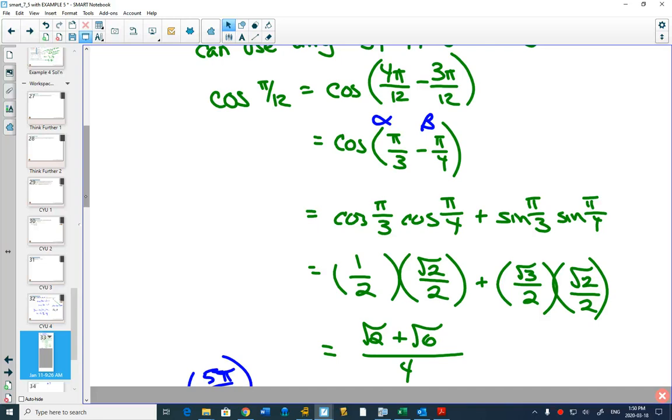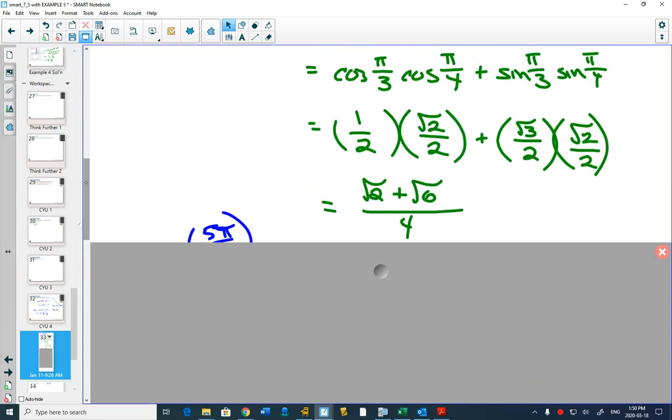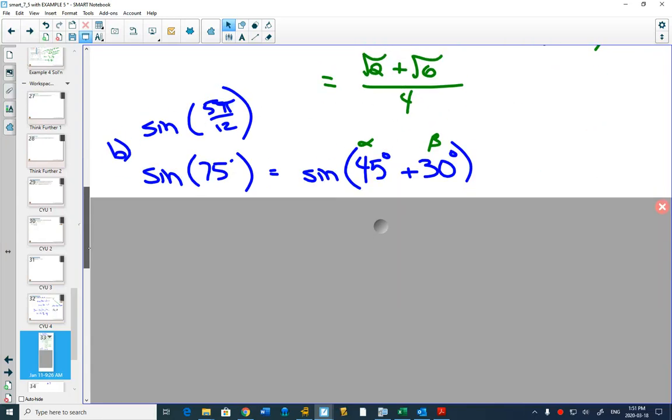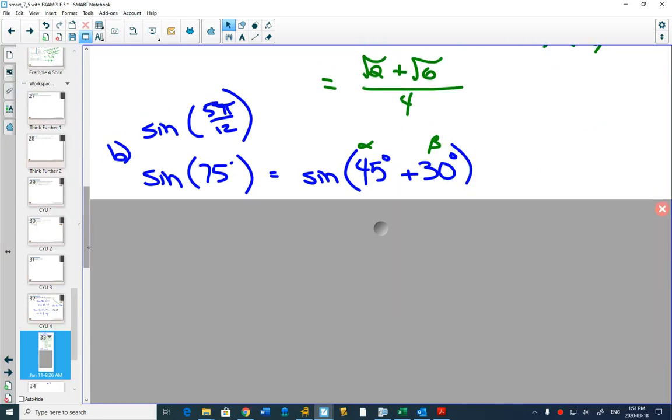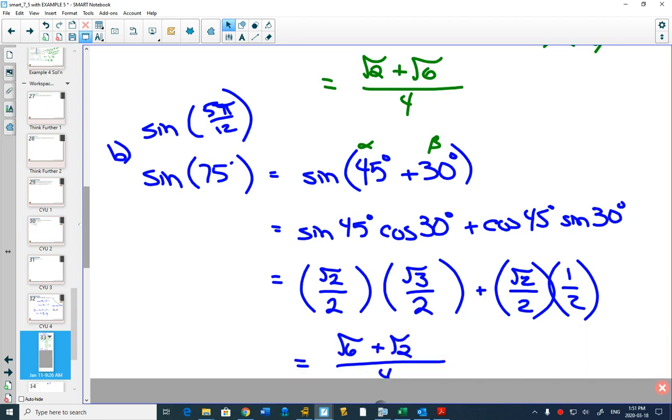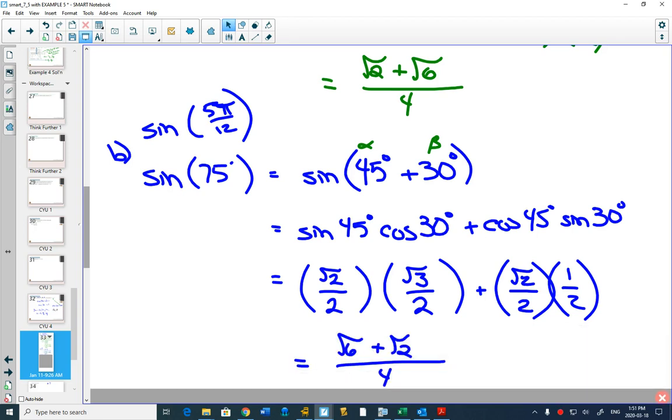So our second example was 75 degrees. So you have to think, well, what are two things that add or subtract to 75 degrees that are on my pie plate? 45 degrees and 30 degrees. So that's your alpha and your beta. Too fast? All good. And plug that in, figure out each thing separately, and you get another root 6 plus root 2 all over 4.